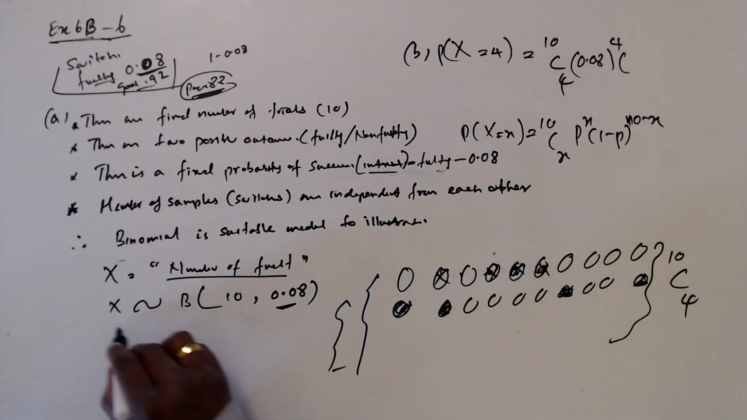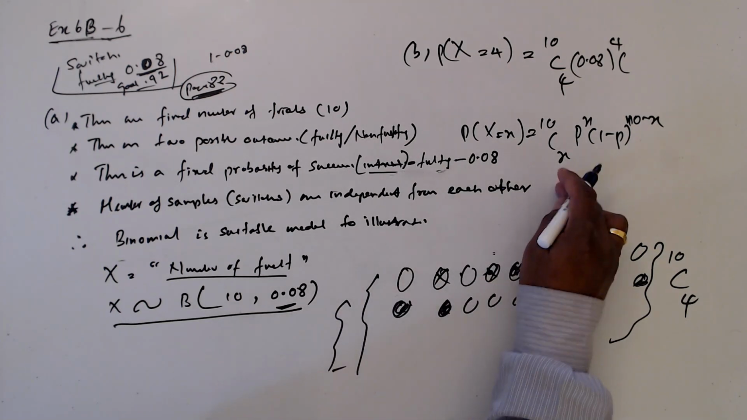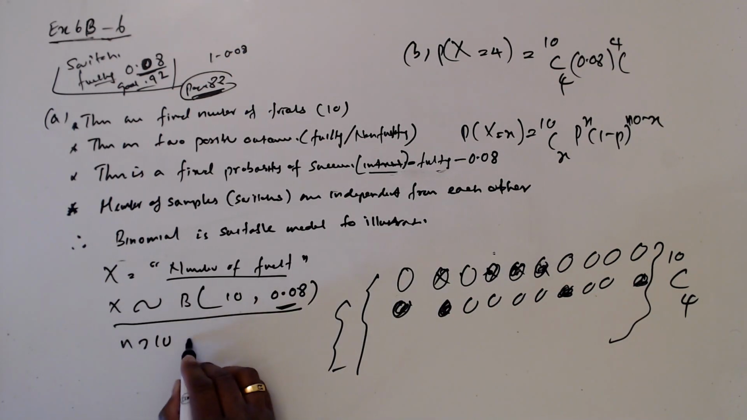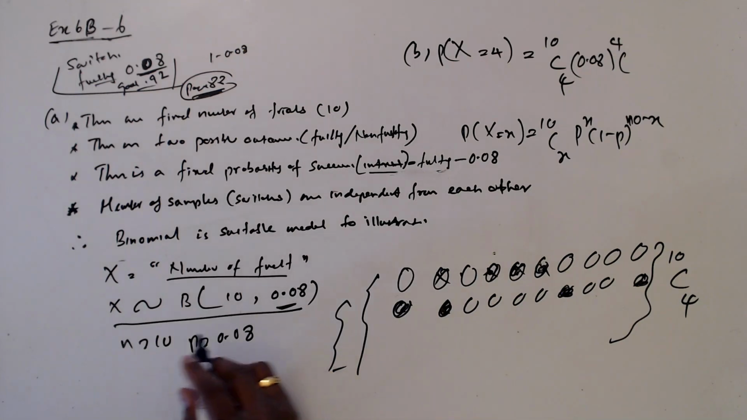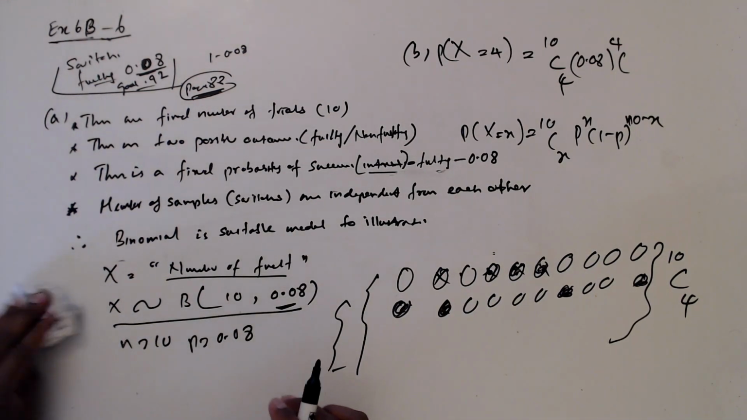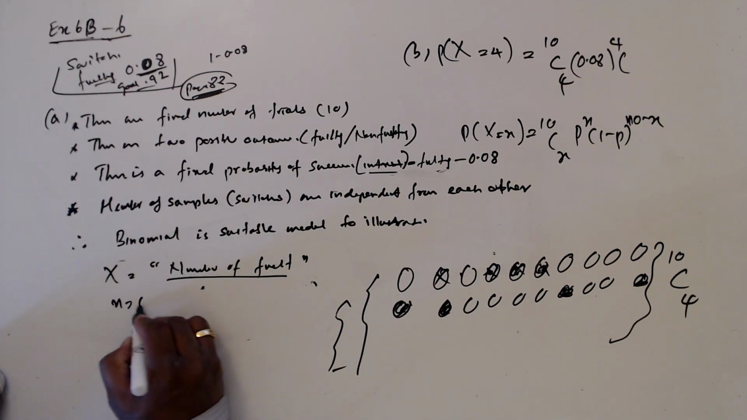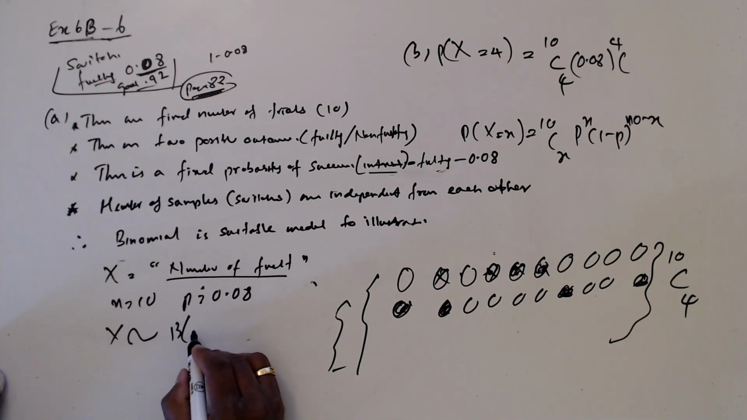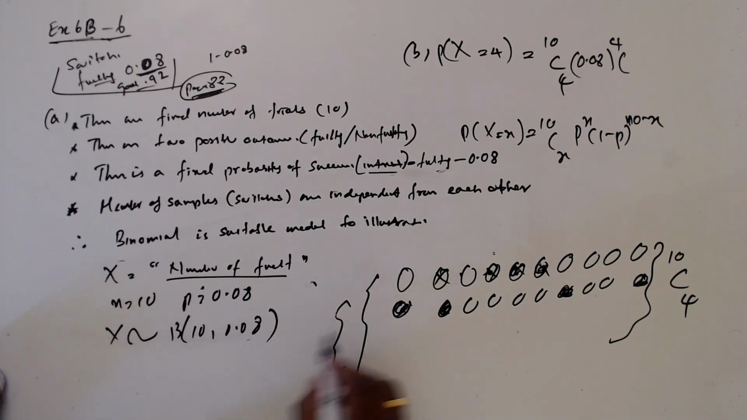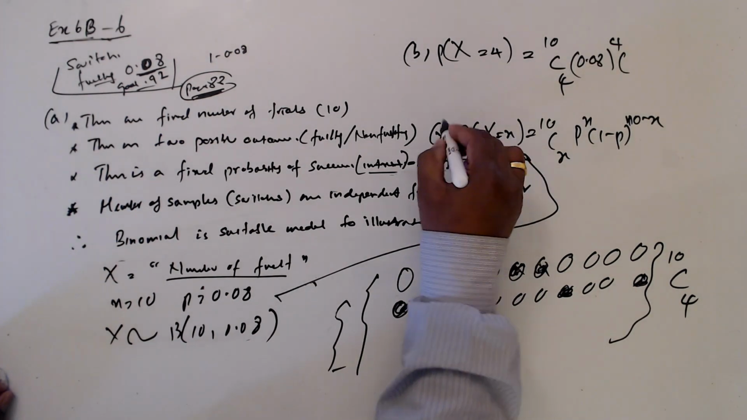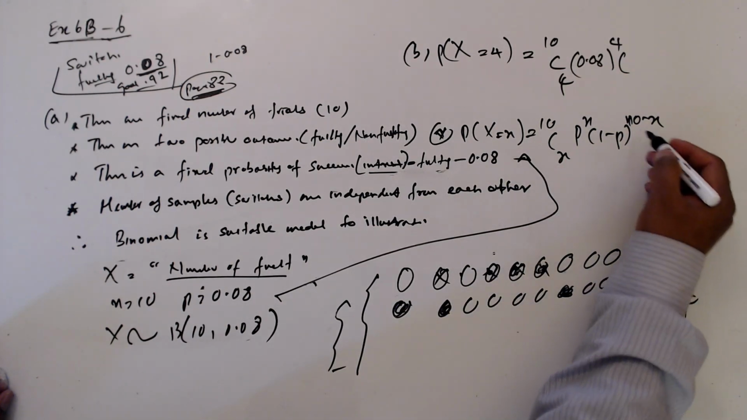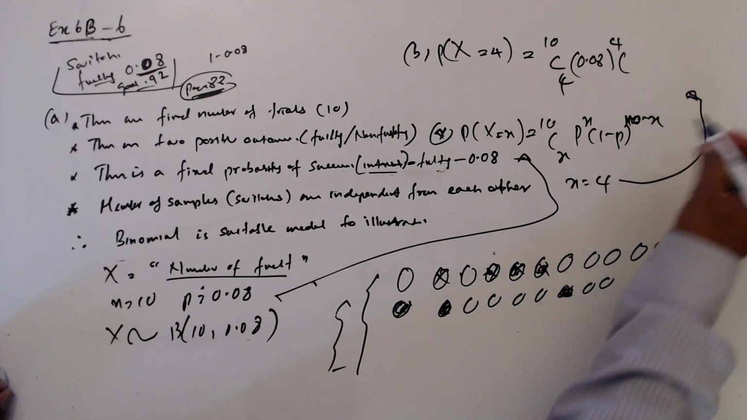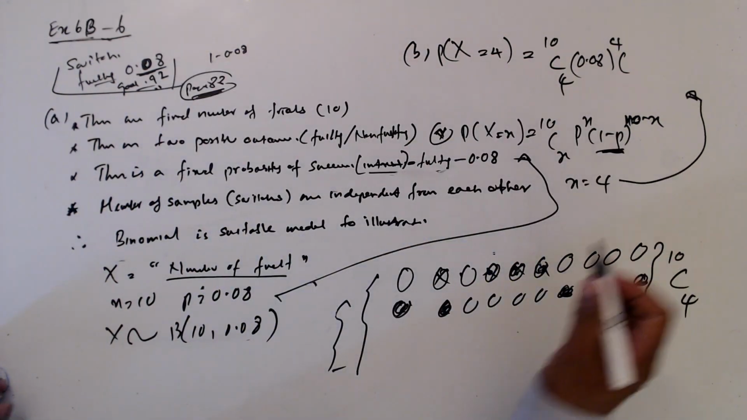So we want to write this one: P(X=x) = nCx p^x (1-p)^(n-x). Here n value is 10, p is 0.08. Before we write, let me correct this. n equals 10, p is 0.08, and then X follows Binomial(10, 0.08). This is the standard form, and when x equals 4, this is the answer. So 1 minus p, we calculate 0.92.